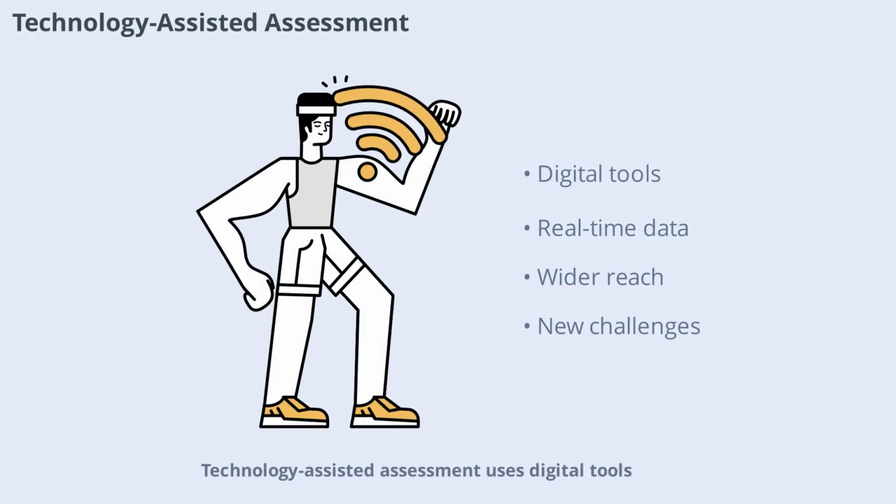Technology-assisted assessment uses digital tools, such as mobile apps and online surveys, to collect data on mental health. These methods can reach diverse populations and provide real-time insights into symptoms and behaviors. Technology-assisted assessment is becoming increasingly important in abnormal psychology, offering new opportunities and challenges for researchers.